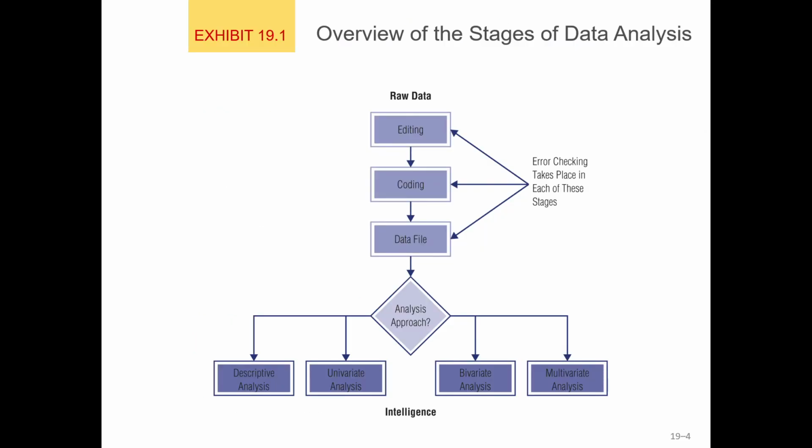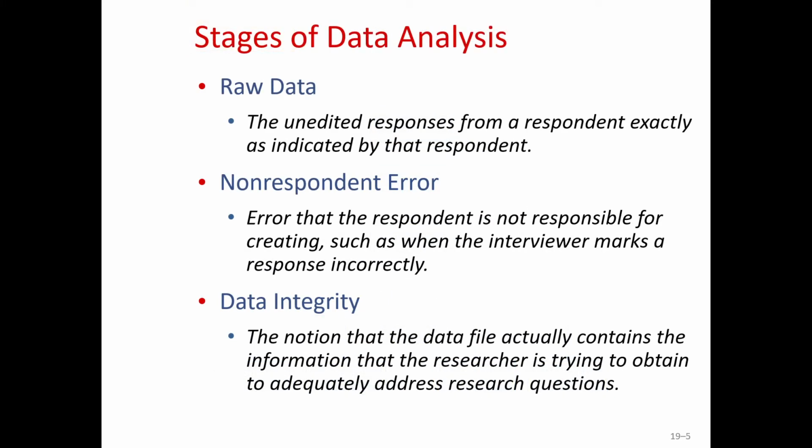Now the stages of data analysis, from raw data to intelligence, from data to information: editing, coding the data files, and then the analysis approach, with different types of analysis: descriptive, univariate, bivariate, and multivariate analysis. A very common phrase used by researchers is garbage in, garbage out. This refers to the idea that if data is collected improperly or coded incorrectly, your results are garbage, because that is what was entered into the data set to begin with.